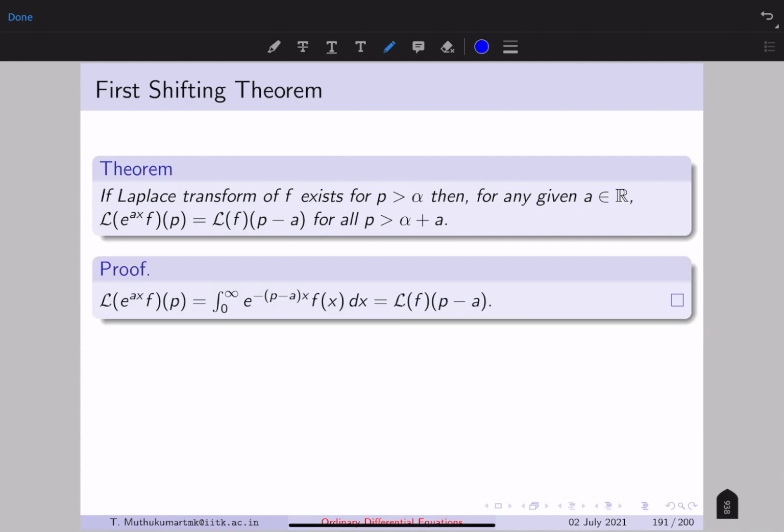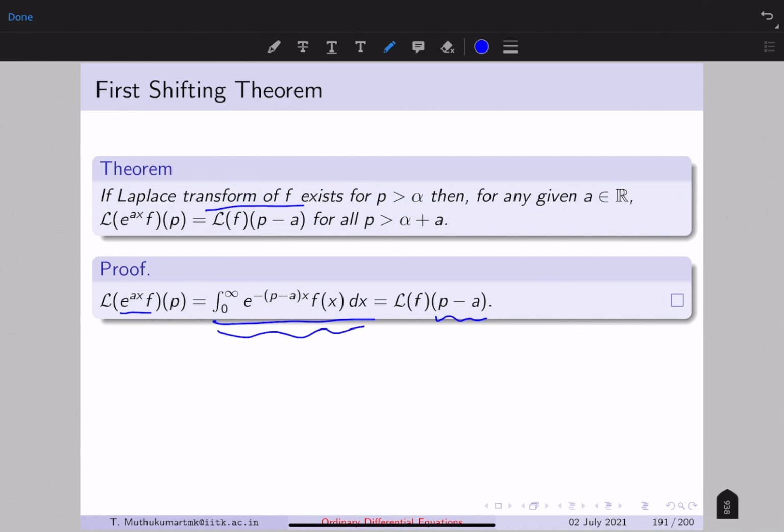So let's give a proof of this result. f is given to you for which the Laplace transform exists. So you start with the Laplace transform of e power ax f, which by definition is this. So e power minus px coming from the definition of the Laplace transform, and this e power ax goes and combines with this exponential. So you have e power minus (p minus a)x, right? Now this, if you notice, is nothing but the Laplace transform where your p is the new p minus a. Okay, so this is the proof of this result, right? A quick simple proof.